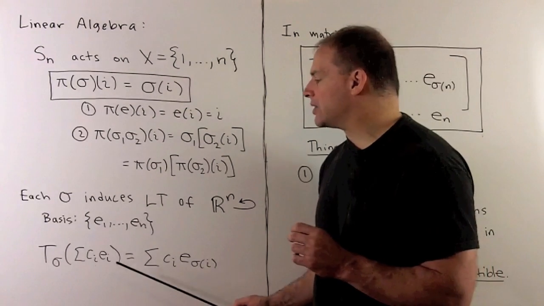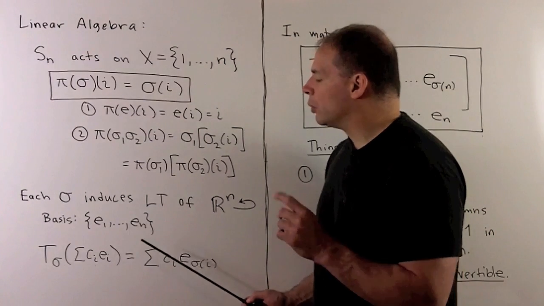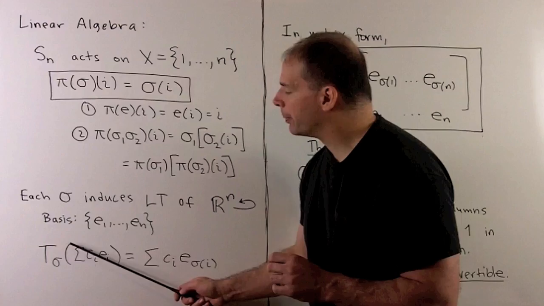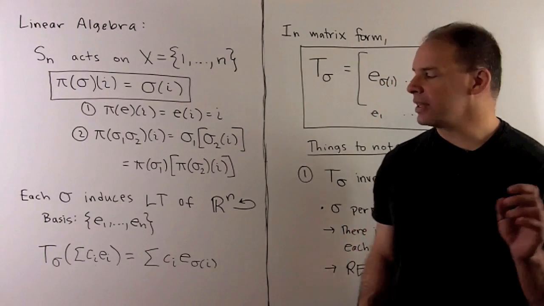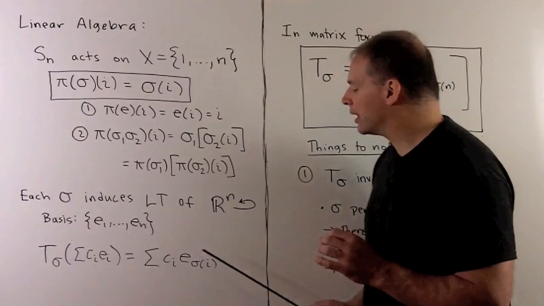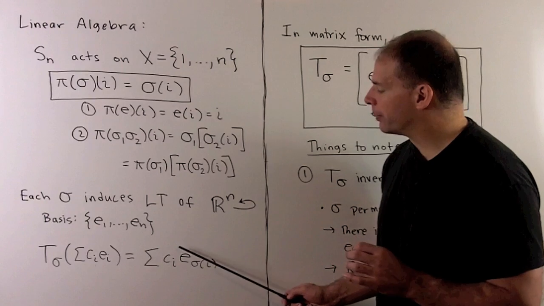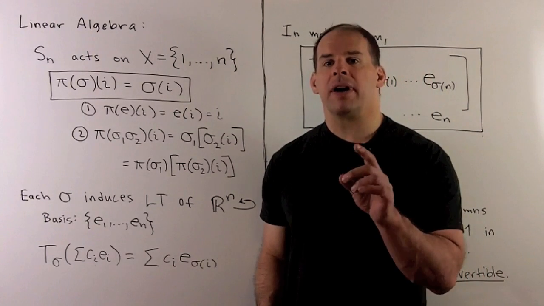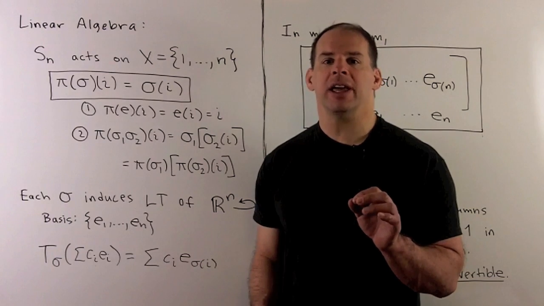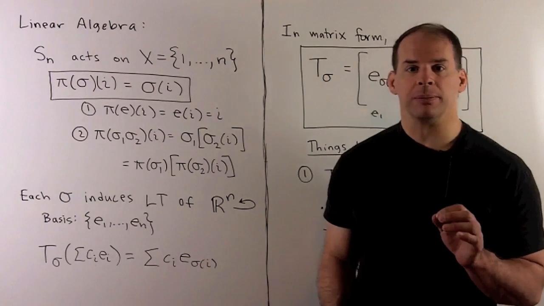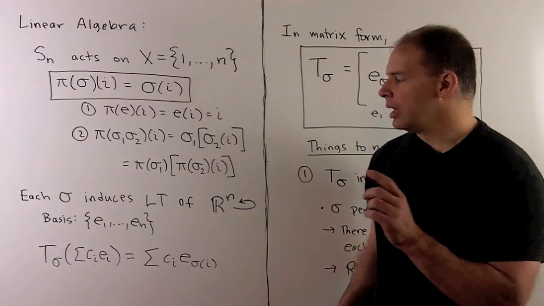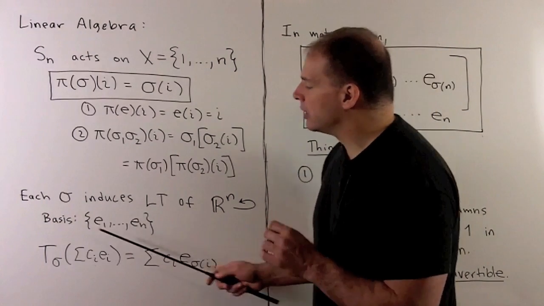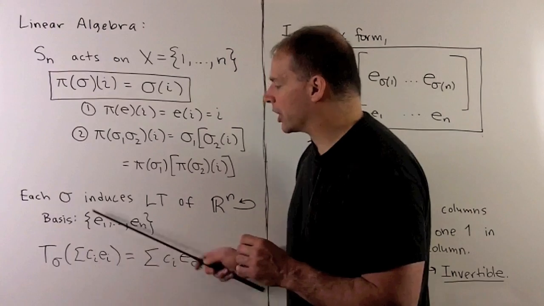If I take the standard basis, e1 through en, we'll define T sub sigma on the linear combination just by leaving everything alone except we let sigma act on the label of each basis vector. This is linear, so I'll leave it to you to verify that it respects scalar multiplication and vector addition. Now, since we're using the standard basis, I can just consider T sub sigma to be a matrix.